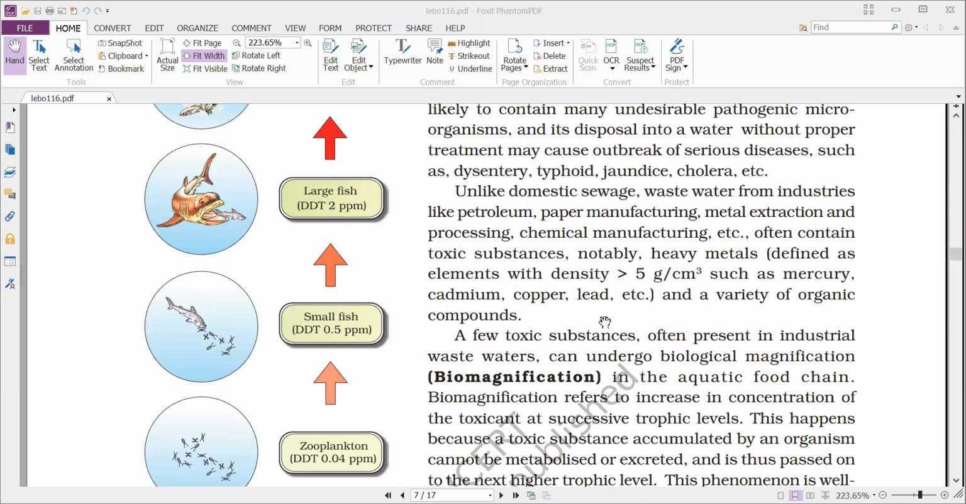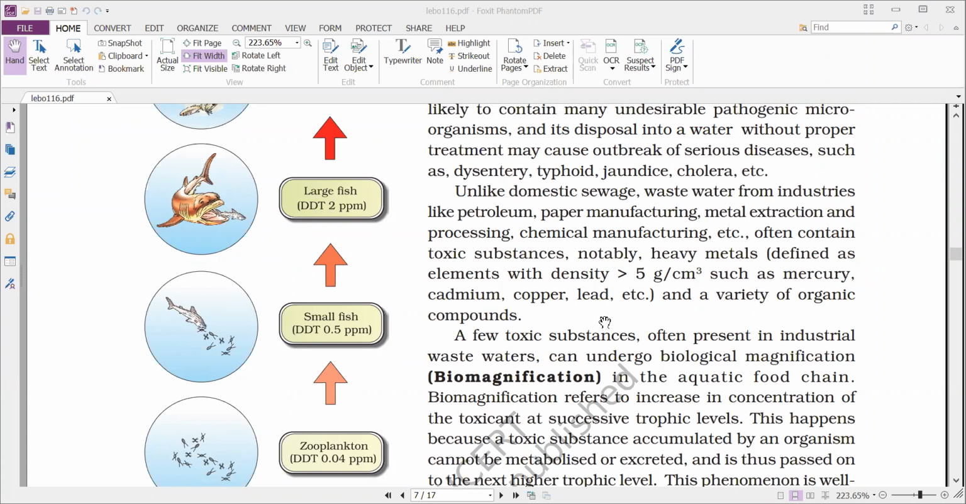if the sewage or wastewater is obtained from industries like petroleum or paper manufacturing or metal extraction, that is, from the ore the metals are extracted, or some other processing unit, battery making or any other chemical manufacturing, they release certain chemicals into the nearby water bodies. If the chemicals are simple and inorganic, they get dissolved and they can be used by our body.